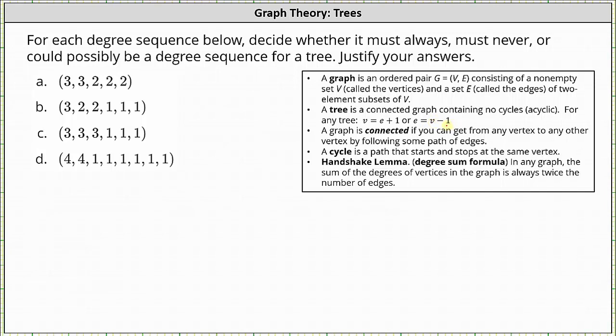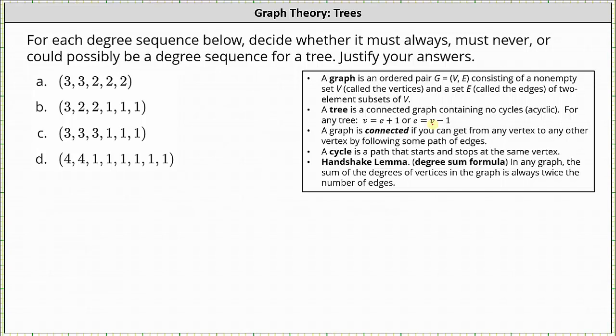To help us answer these questions, we'll also be using the handshake lemma, which states, in any graph, the sum of the degrees of vertices in the graph is always twice the number of edges. We will use a degree sequence to determine the number of vertices and the number of edges, and then check the equation E equals V minus 1. If it's false, we know the degree sequence can never be a tree. If it's true, we'll have to check some graphs to see whether it represents a tree sometimes or always.